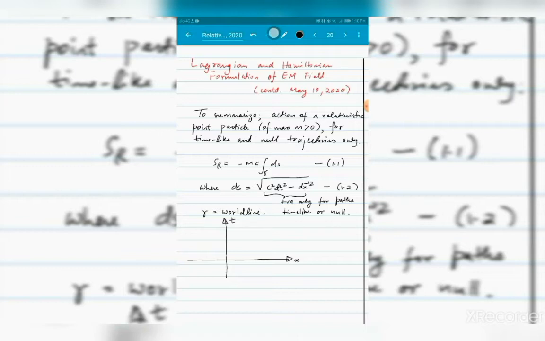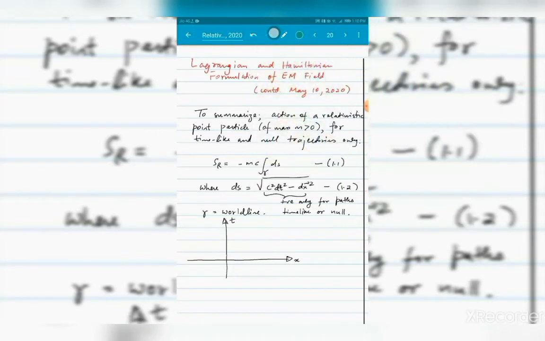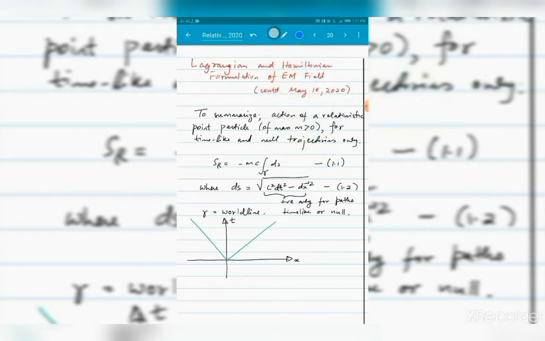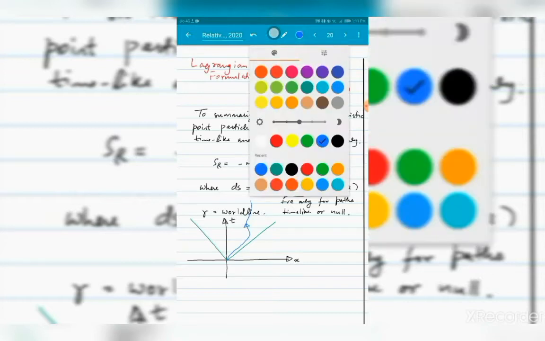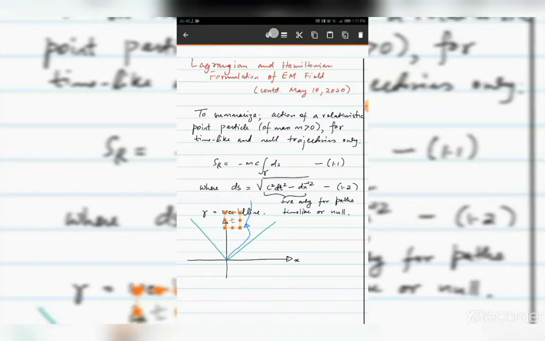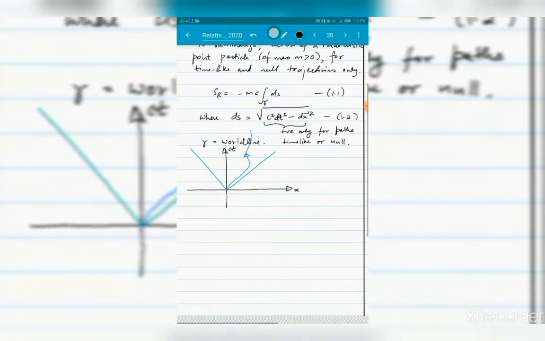So in other words, if you draw the null cone or the light cone for any given observer, then this action refers only to those paths which at no point have a slope which is greater than 45 degrees in the space-time diagram. And here, of course, it is understood that the time axis has been scaled by a multiple of the speed of light.